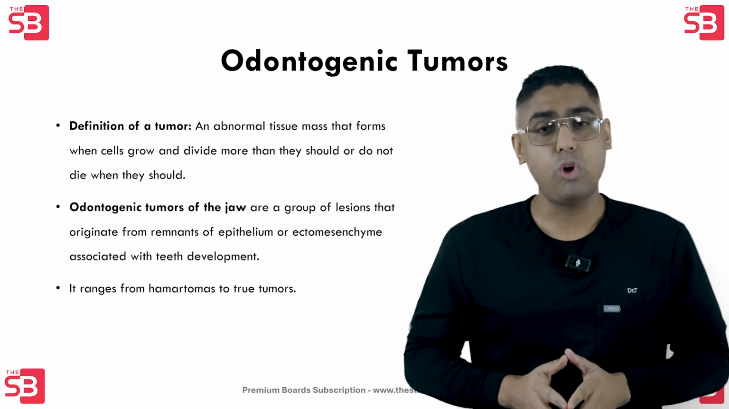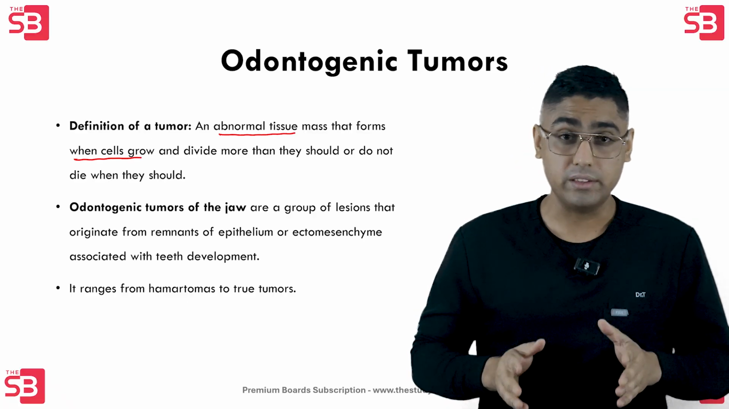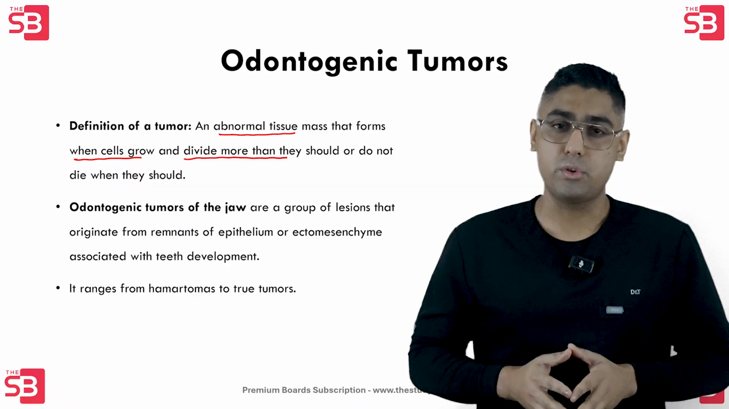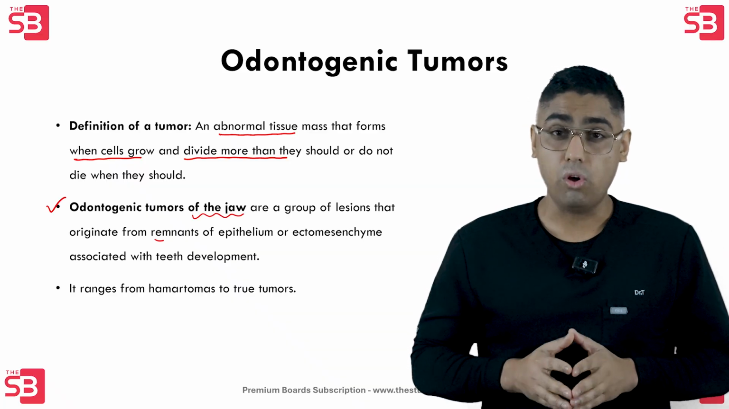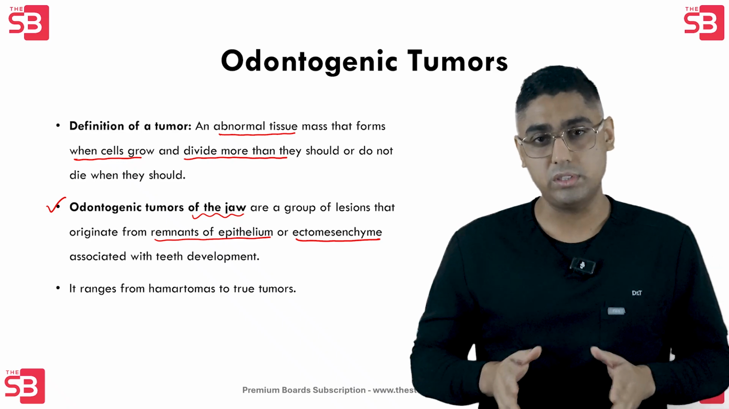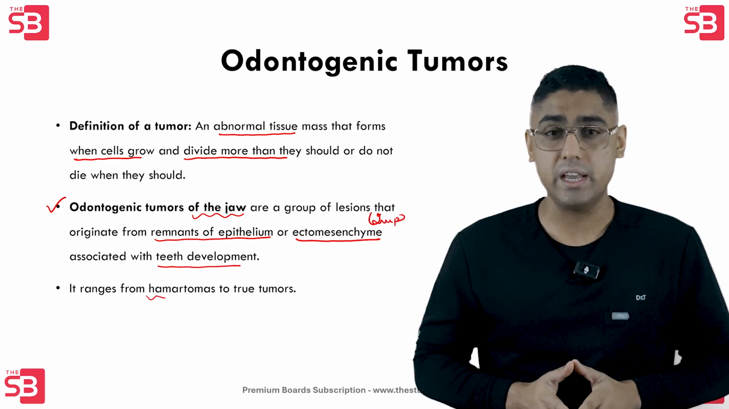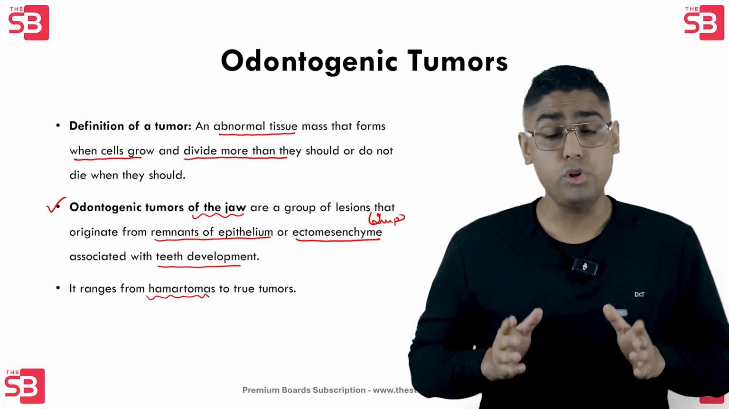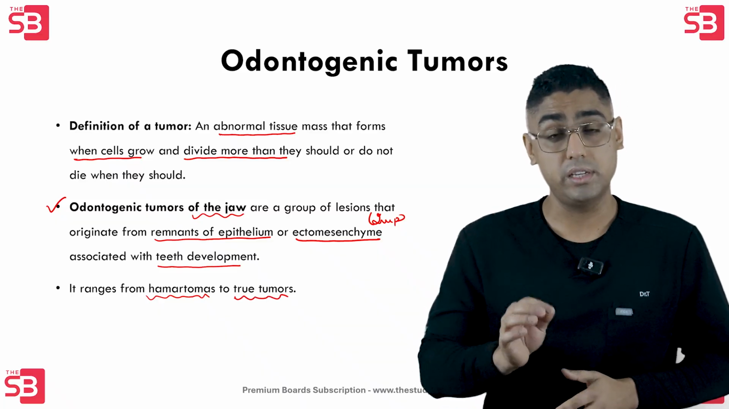Now, a tumor is an abnormal mass of tissue that forms when cells grow and divide more than they should. And odontogenic tumors are unique to the jaws because they arise from remnants of epithelium or ectomesenchyme, which is involved in tooth development. And they range from hamartomas, which is disorganized benign overgrowth, to true neoplasms. And ameloblastoma is one of the most significant tumors in this group.